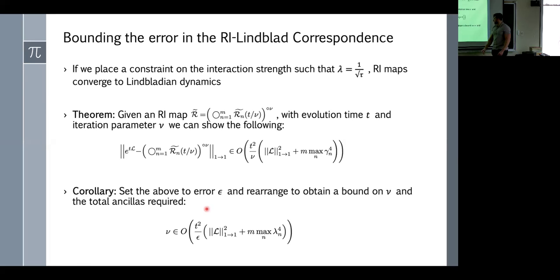Besides, you get an immediate corollary, because this is an error term in your simulation or convergence. If you set this equal to epsilon and just rearrange, you now have an upper bound on nu, which you can think of as the number of interactions we need to slowly converge to these Lindblad dynamics. And this gives us a starting point for our quantum simulation algorithm, because we know how many maps we need to implement with nu, and then we know the complexity of implementing those unitary maps. We can come up with an overall simulation scaling.